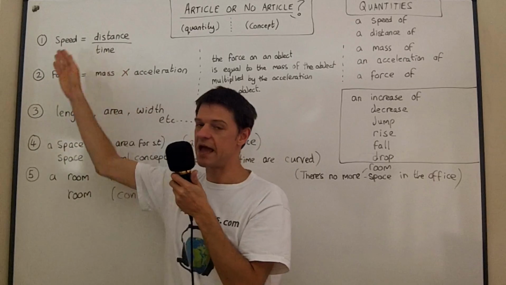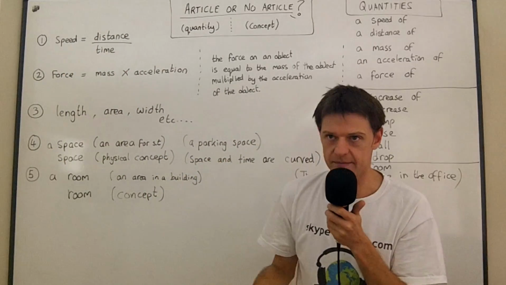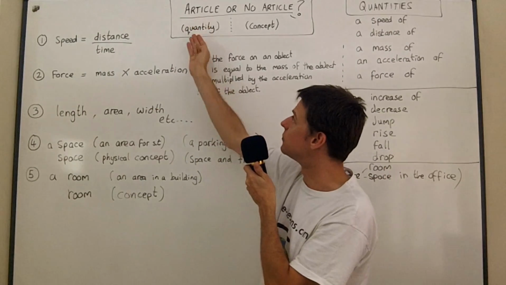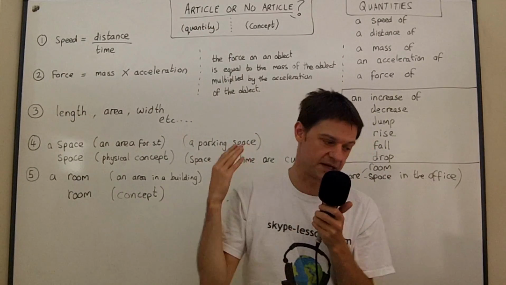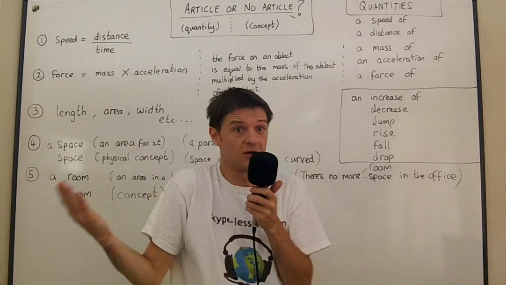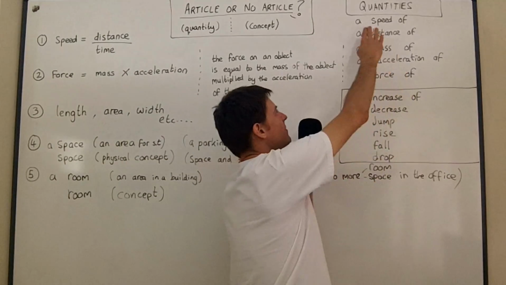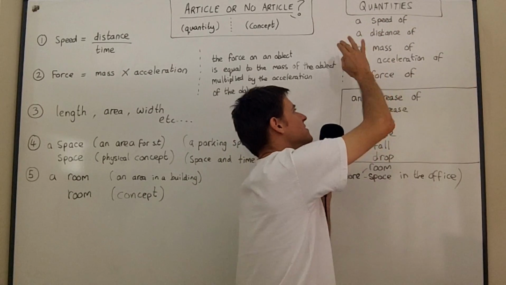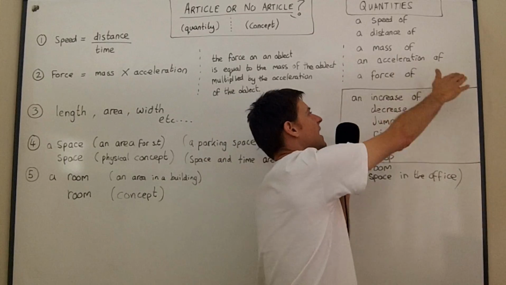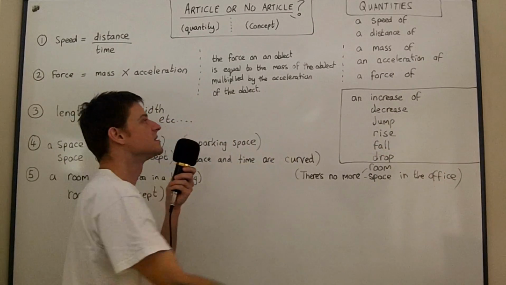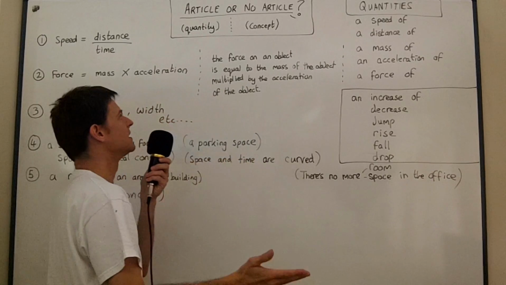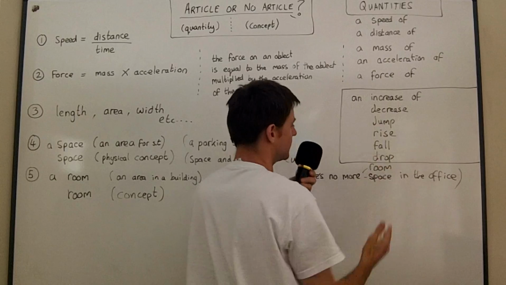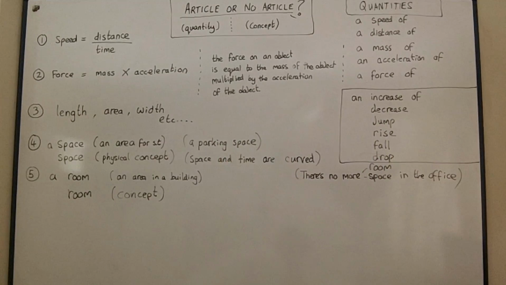Because if we deal with anything which is quantifiable, then it's countable, and so we're dealing with the article form. Anything which is a quantity will be countable. So if we're speaking about a speed of 50 miles an hour, a distance of 3 kilometers, a mass of 3 kilograms, an acceleration of 100 meters per second, a force of 50 newtons, all of these are quantities, and so they're being used countably.